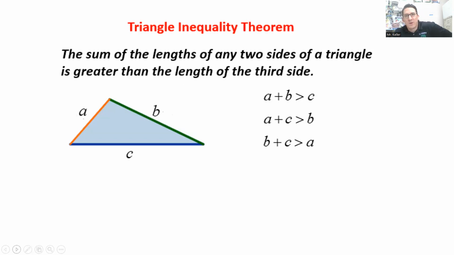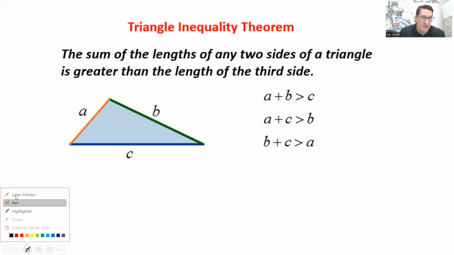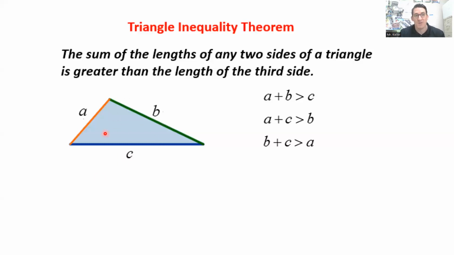The triangle inequality theorem. If you think about this one, it should make sense to you. The sum of the lengths of any two sides of a triangle is greater than the length of the third side. If we add A and B together, that has to be longer than side C. If we add B and C together, that has to be longer than side A. And if we do A and C together, that has to be longer than side B.